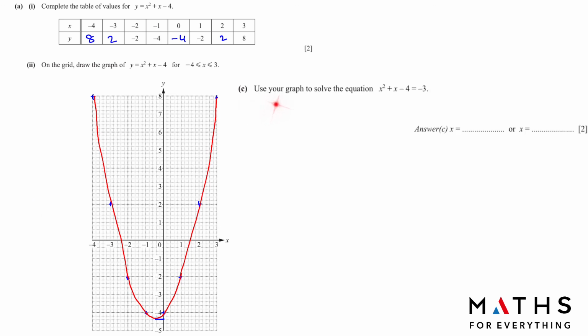Part C. Use your graph to solve the equation x squared plus x minus 4 is equal to -3. Look at the equation of our graph. It is x squared plus x minus 4. It is equal to -3. And here we have y is equal to, so what is the value of y? -3. Where is y -3? At this point. Draw a line there. And where does it cut the graph? At this point and this point.